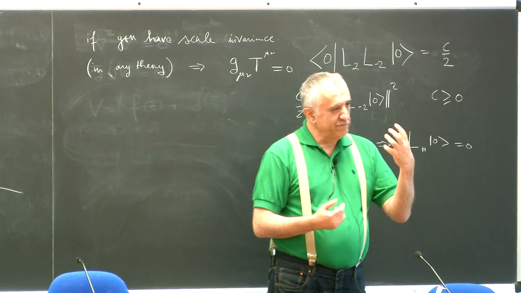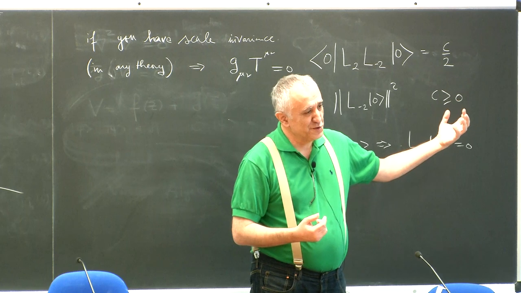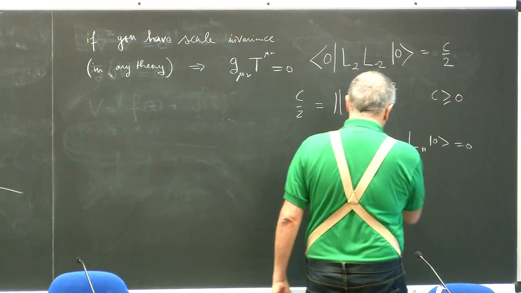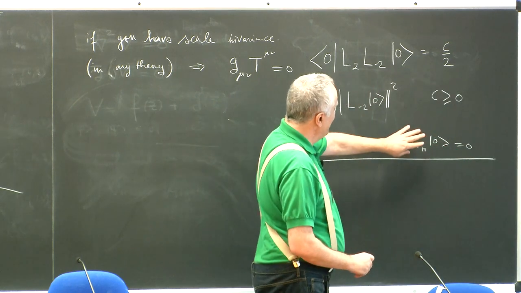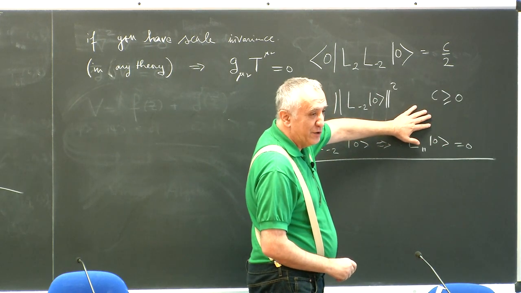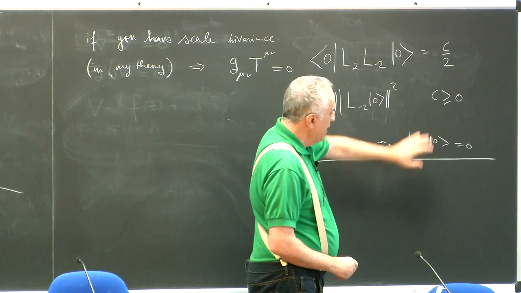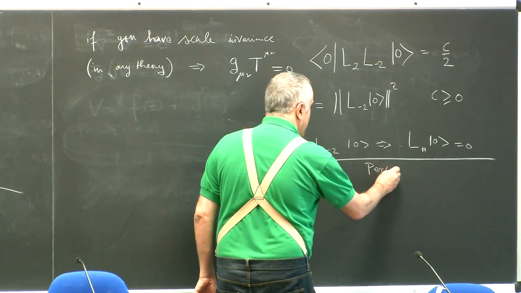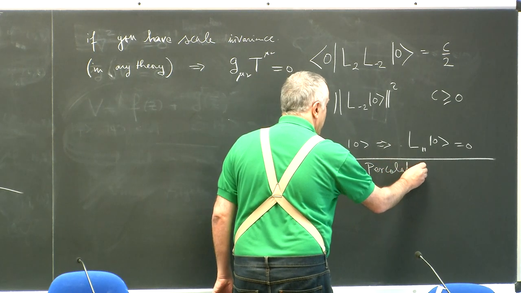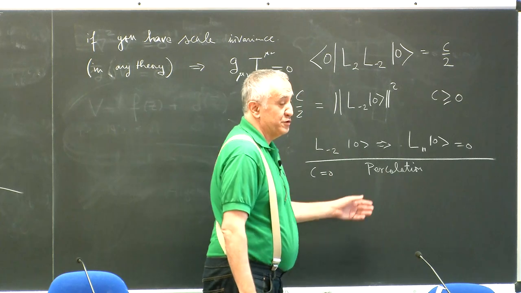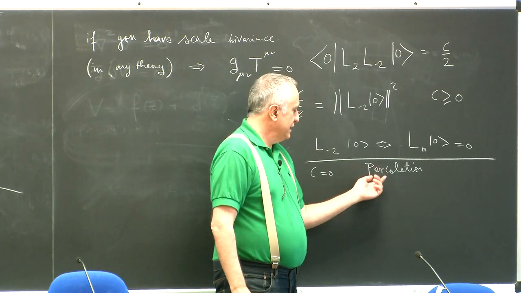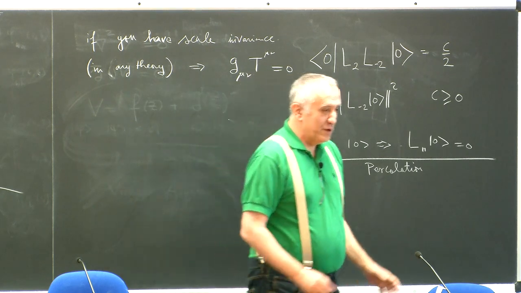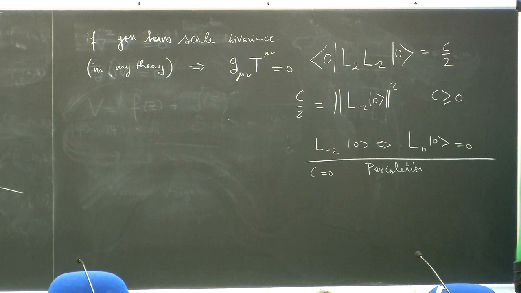Having said that, a very important theory corresponds to c equal to 0. So I just claimed that the c equal to 0 theory is null, yet c equal to 0 gives you a very important theory. Percolation is a c equal to 0 theory. And it's a sticking point. We don't understand it very well. I don't understand it.